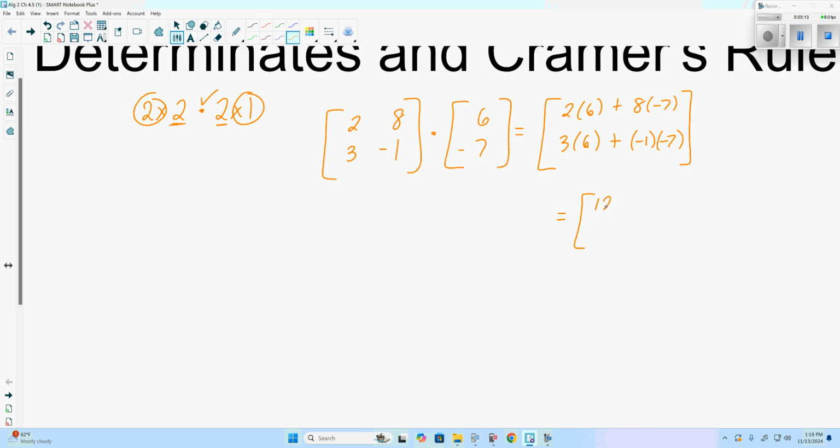2 times 6 is 12. 8 times -7 is -56. 3 times 6 is 18. -1 times -7 is +7. And lastly, 18 plus 7 is 25. And this is going to be negative.